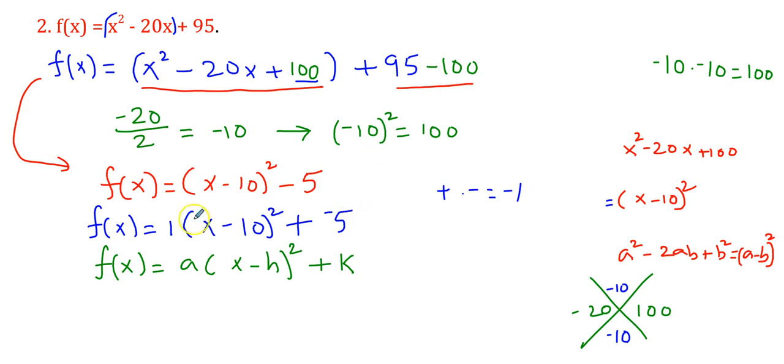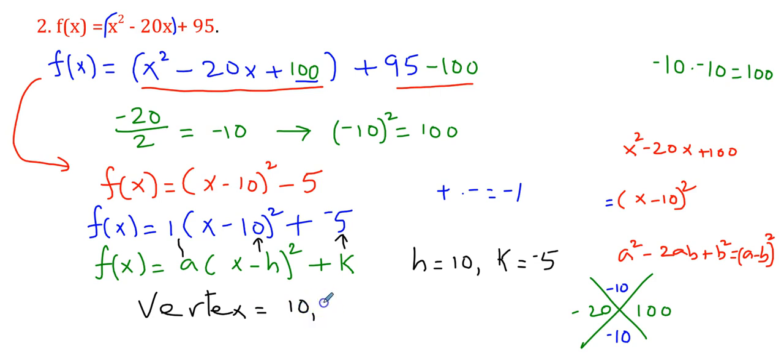We didn't change anything. We have rewritten it. We simplified for our convenience to give a is equal to 1, h is equal to 10, and k is equal to -5. So your h is 10, k negative 5, that is, vertex is 10 comma negative 5, and the axis of symmetry is x equals 10.